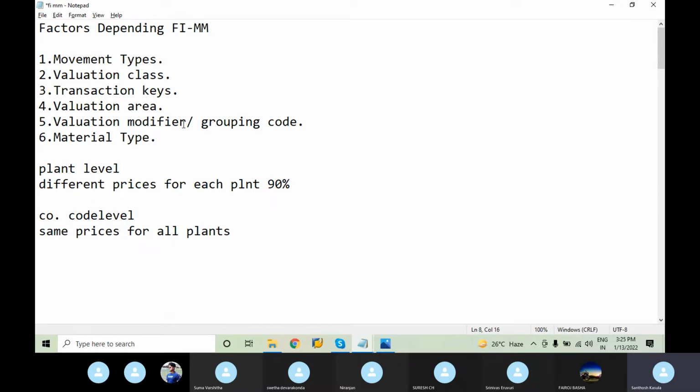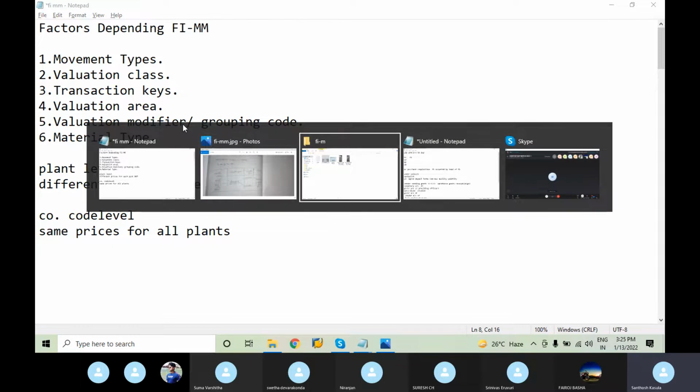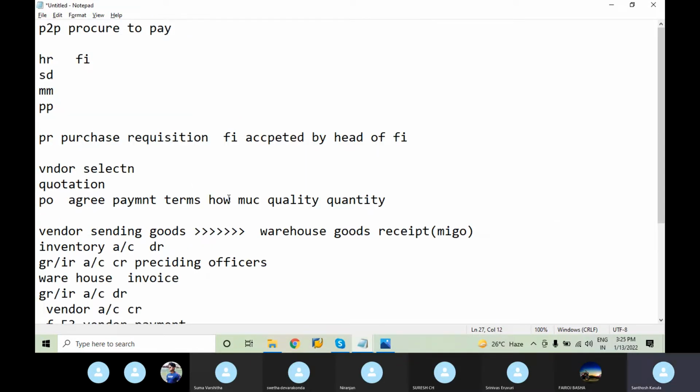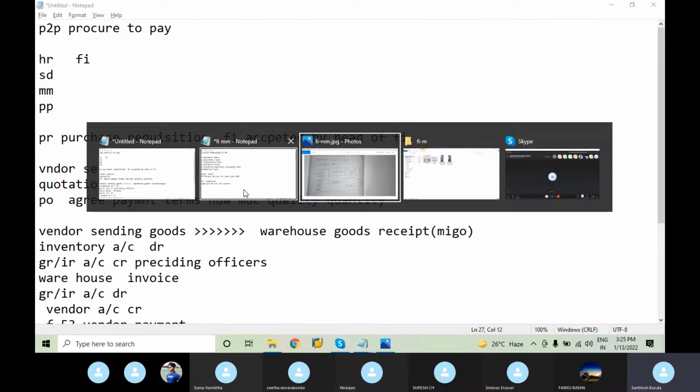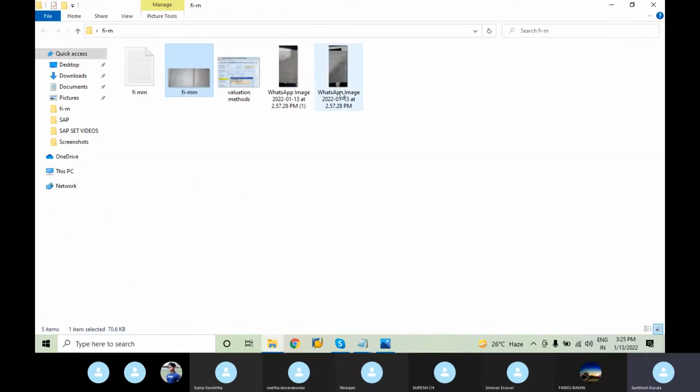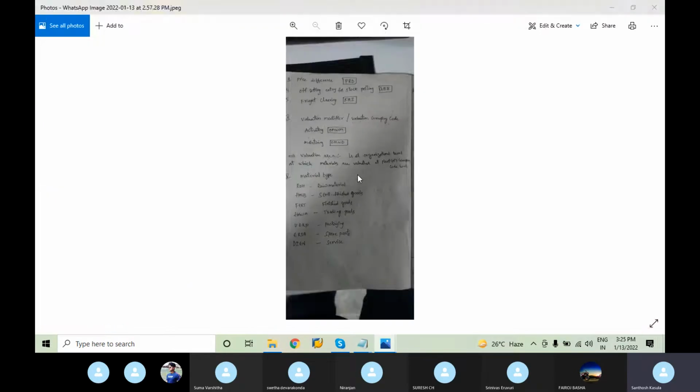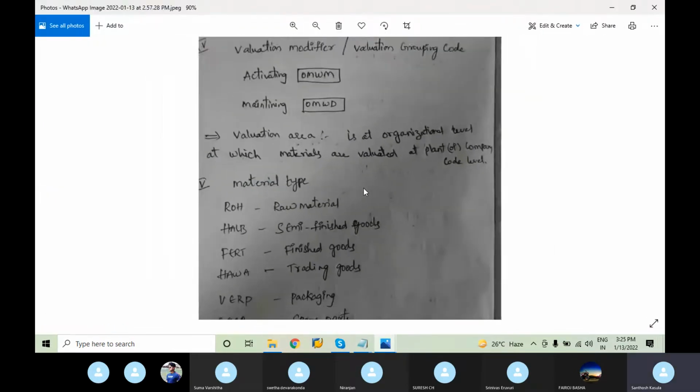And what is material type? We have multiple material types, such as finished goods, raw material, and spare parts. So in a company, in an organization, when we have the material types.